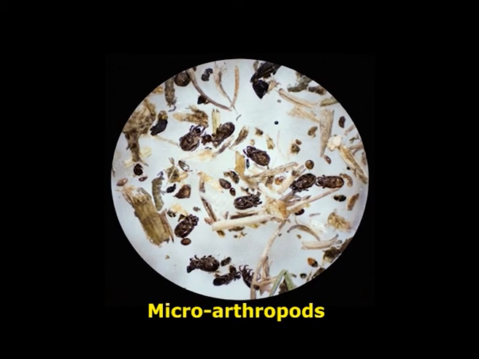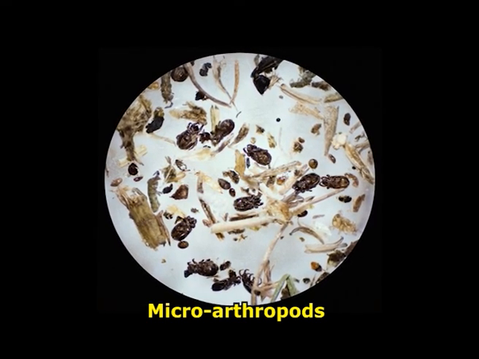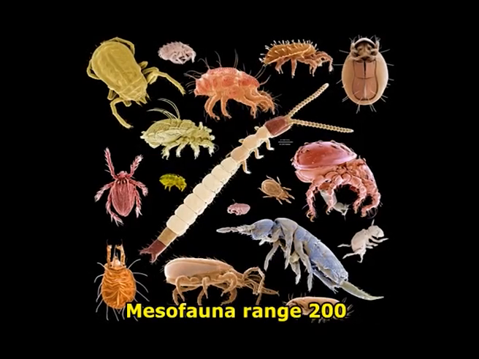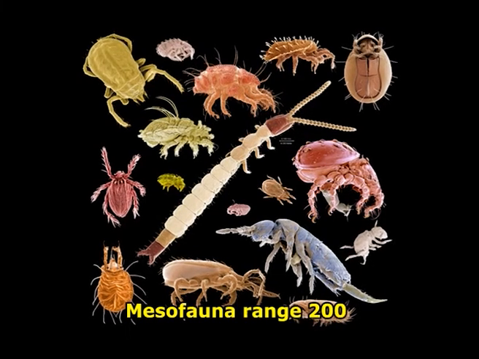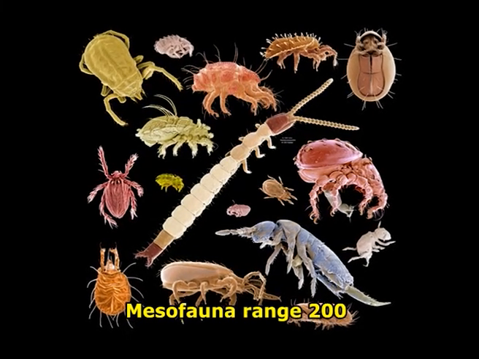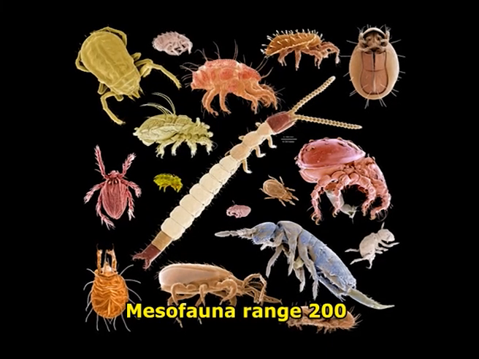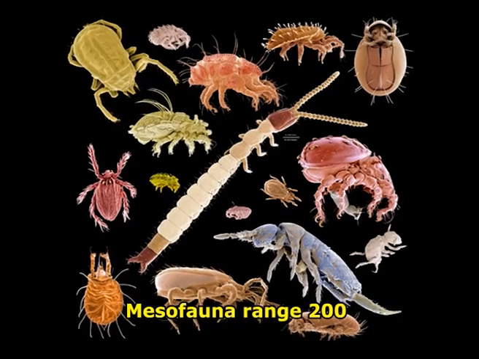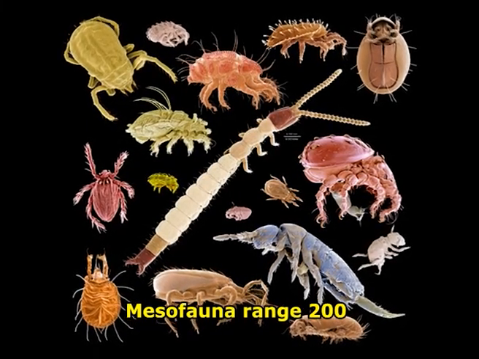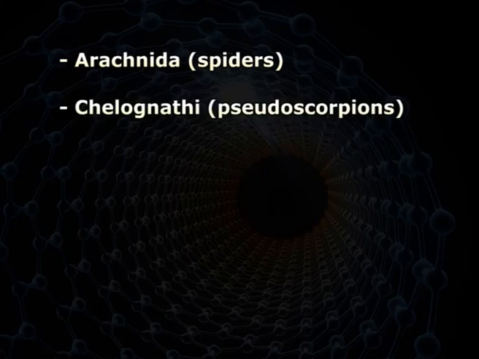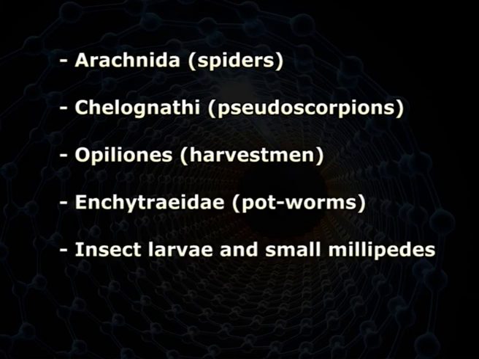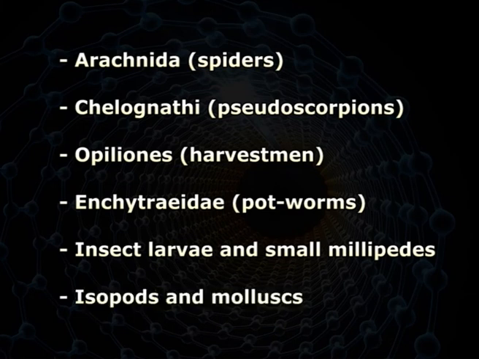Mesofauna include animals with body width in the range of 200 µm to 1 cm. The microarthropods, Acarina (mites) and Collembola (springtails), are important members of this group, which also includes the larger nematodes, rotifers, and tardigrades, together with most of the isopods. Arachnida (spiders), Chelonethi (pseudoscorpions), Opiliones (harvestmen), Enchytraeids (potworms), insect larvae, small millipedes, isopods, and mollusks.